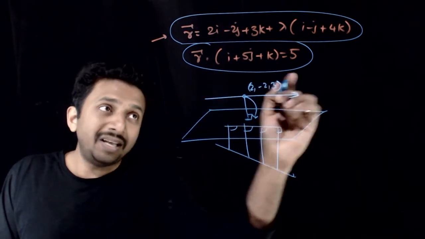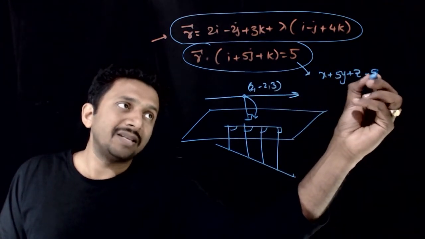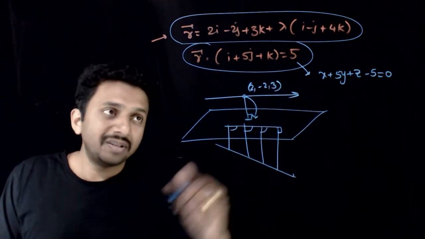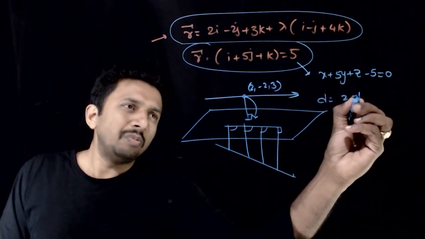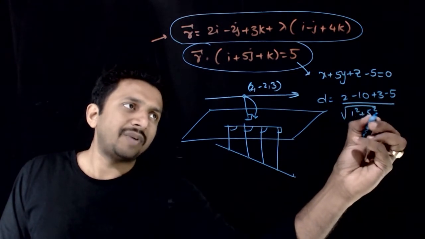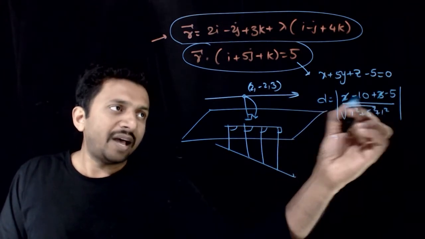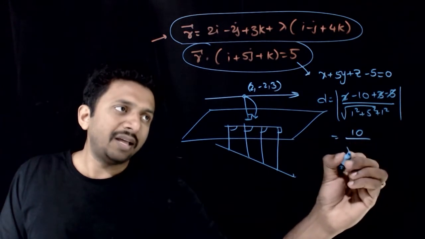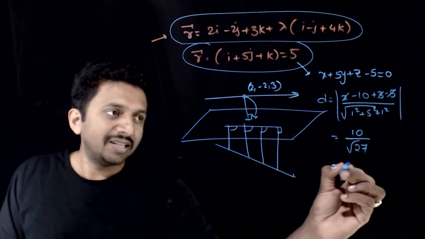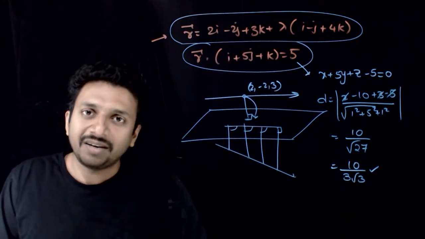And the plane in Cartesian form can be converted into x plus 5y plus z minus 5 is equal to 0. So the distance is nothing but the distance between this point and the plane. That is the modulus of 2 minus 10 plus 3 minus 5, divided by root of 1 square plus 5 square plus 1 square. That is equal to, so 5 minus 5 gets cancelled, 10 by root of 25 plus 2, which is 27. That is 10 by 3 root 3. So this will be the distance between this plane and the line.